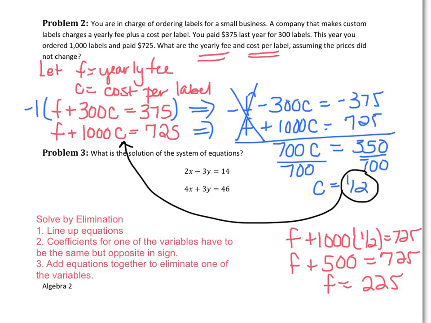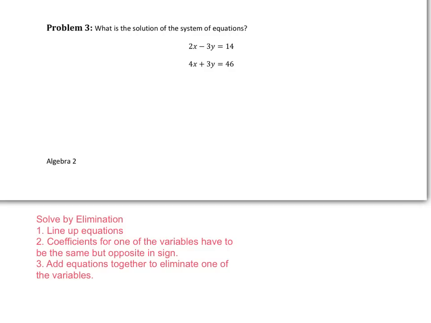So our final answer then: the cost per label would be 50 cents, because that's our C value, and the yearly fee would equal $225. So we have both of those values. Another good idea is to go back and check, putting them back into both of the original equations to make sure that it works.